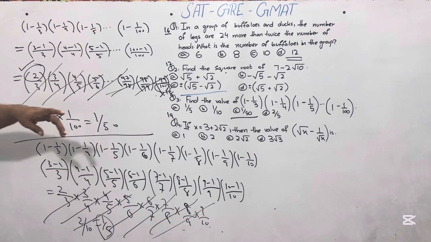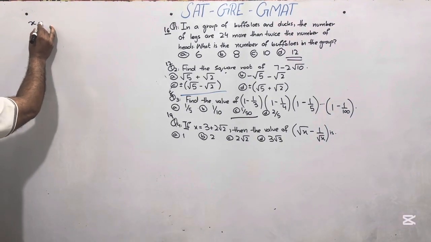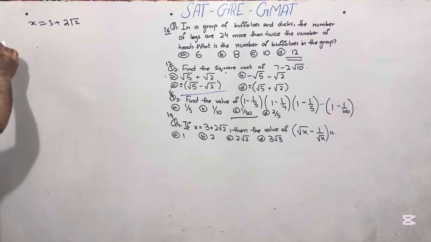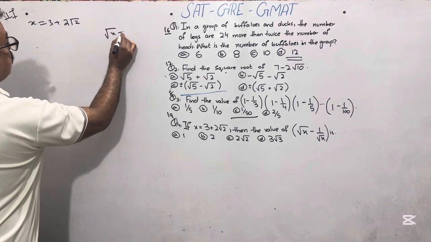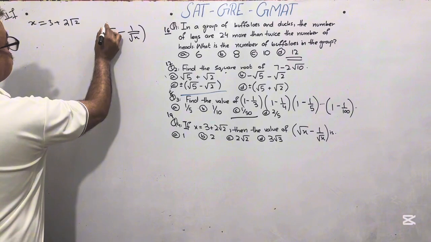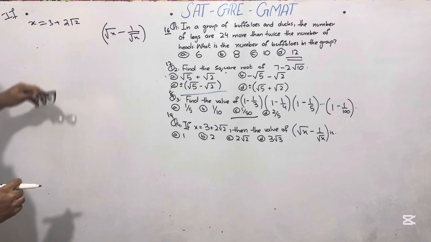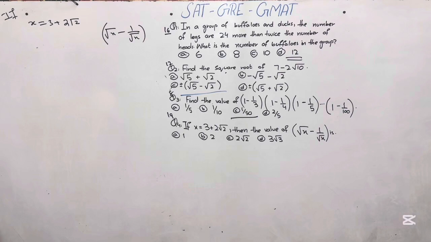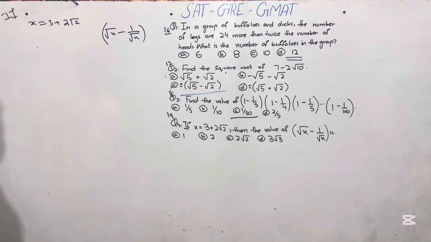Moving towards the next question we have: if x is equal to 3 plus 2 times square root of 2, find the value of root x minus 1 over root x. A good question, a pleasant question. Definitely it is going to knock you down whenever you attempt this first time. If you ponder over it and work as a cautious mathematics learner, you are going to crack this nut.